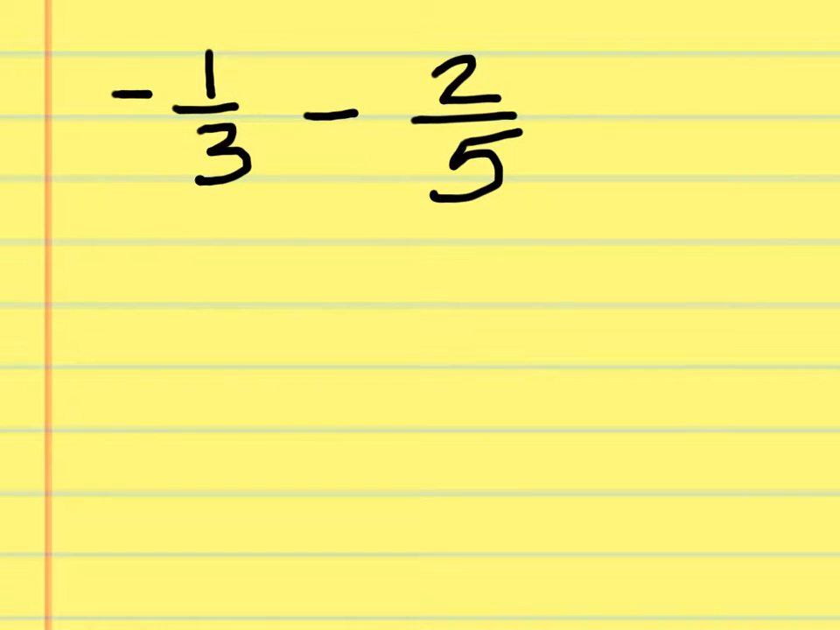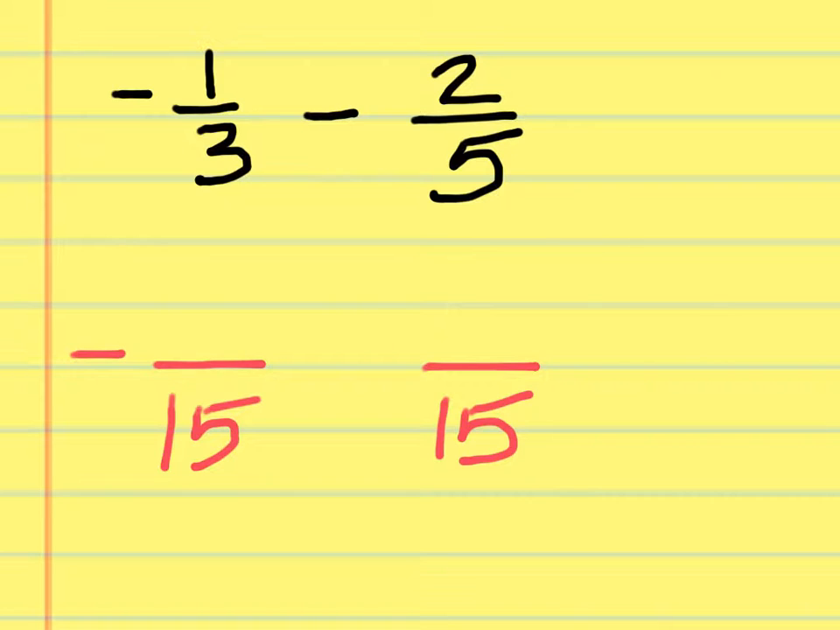A negative 1/3 minus 2/5. You need a common denominator before you do anything else. What is the common denominator between 3 and 5? 15, yeah. Keep your signs the same.